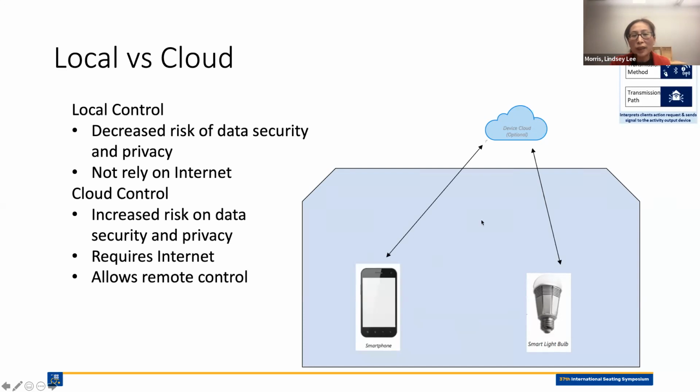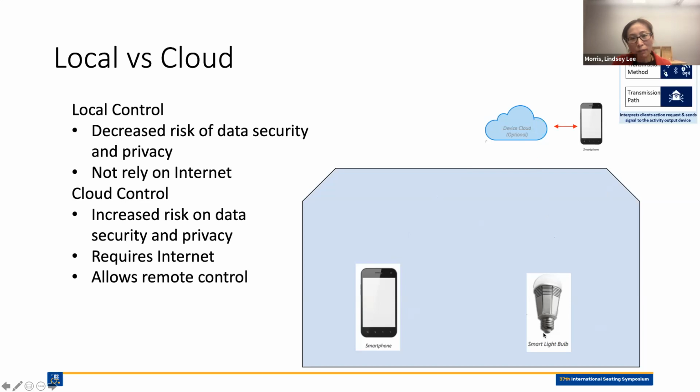With local control, as you can see, everything is not going out of the house. So you don't have to have a lot of concerns about data security and privacy because everything is inside your house. But with cloud control, there's an increased risk to data security and privacy. But there's a good side too. If you have your phone outside your home, you can still control your devices if you have internet and cloud control. Basically it would be this pathway from your phone to the cloud and back to the device. So that's a good part of cloud control.